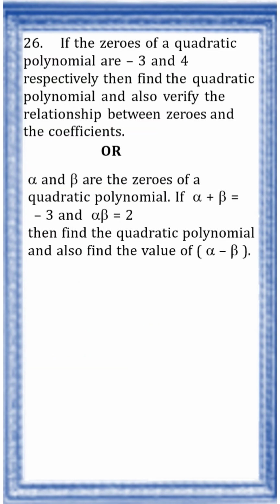Now the 26th question, which is taken from the chapter Polynomials. The question is, if zeros of a quadratic polynomial are -3 and 4 respectively, then find the quadratic polynomial and also verify the relationship between the zeros and coefficients. There is an alternative for this question: alpha and beta are the zeros of the quadratic polynomial. If alpha plus beta is equal to negative 3 and alpha into beta is 2, find the quadratic polynomial and also find the value of alpha minus beta.